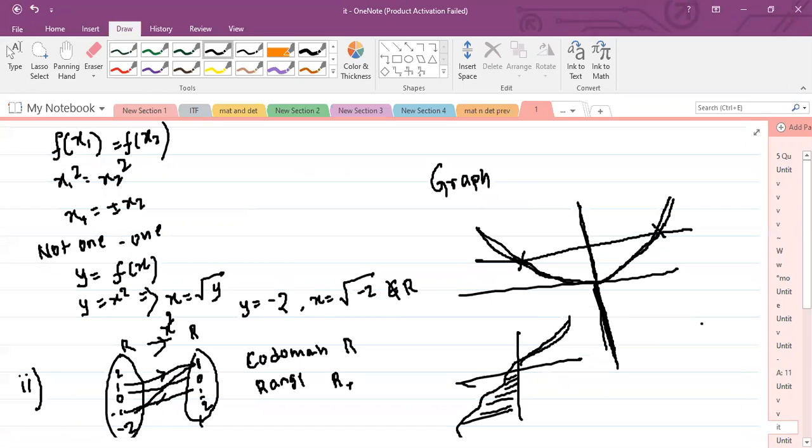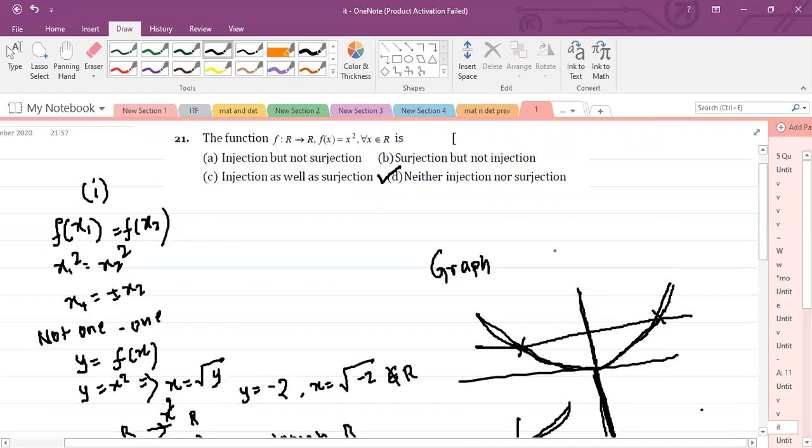For this problem, to check neither 1-1 nor onto, either you can use the graphical method, or the derivative method, the calculus method. f dash of x is equal to what? In first PU, we have differentiated x square, which is 2x. Therefore, you cannot say it is greater than 0 or less than 0. It depends on x. Therefore, it is not 1-1.